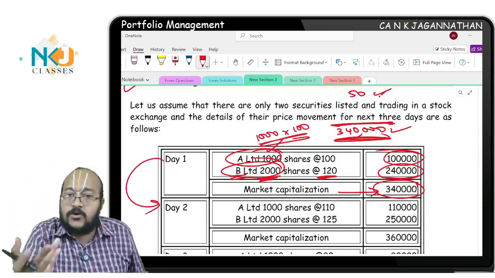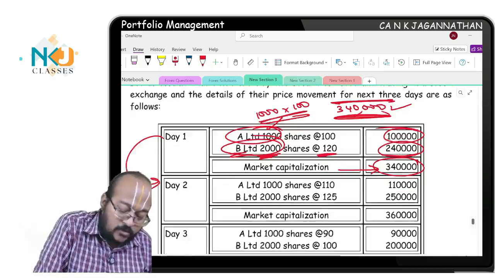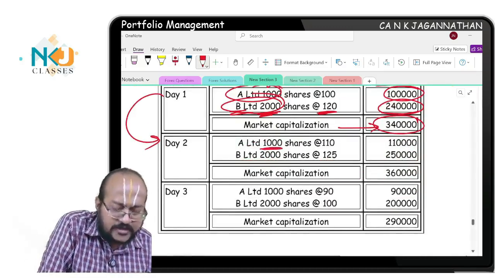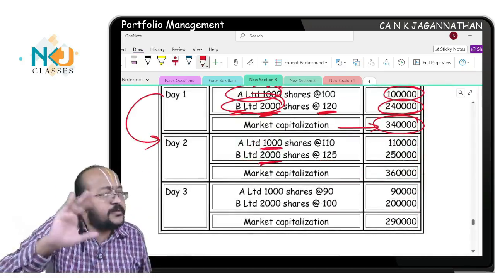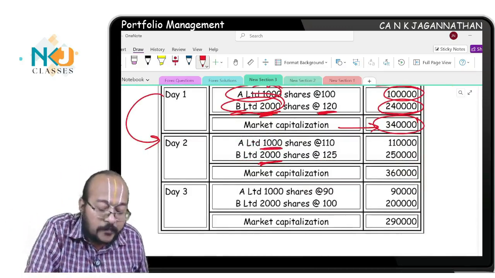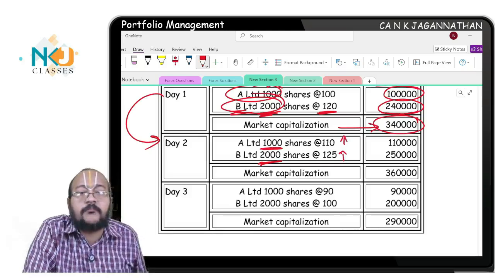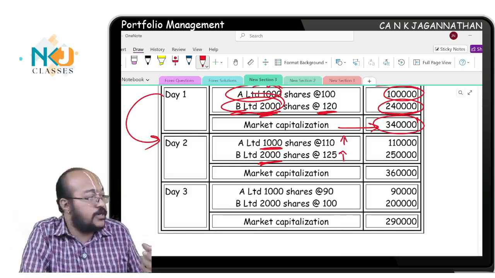How does this happen? Okay, very simple. On Day 2, A Limited's outstanding shares and B Limited's outstanding shares will be the same. That is not an issue. But the share price will keep jumping up and down. It will keep on fluctuating.